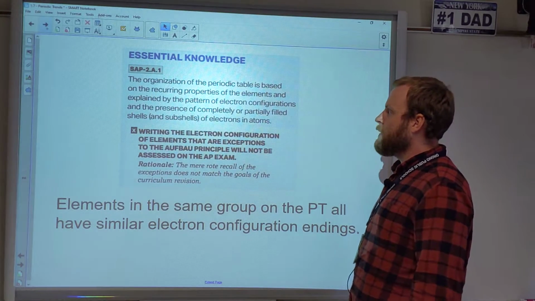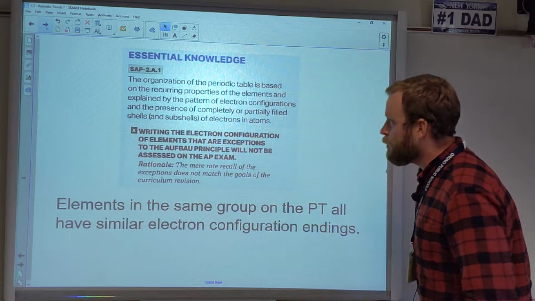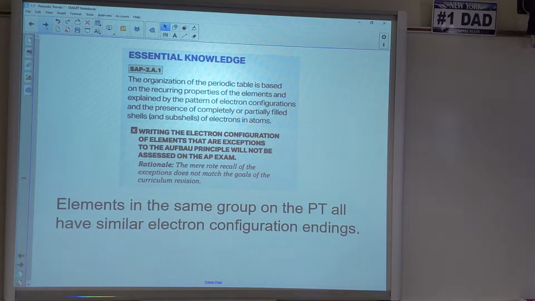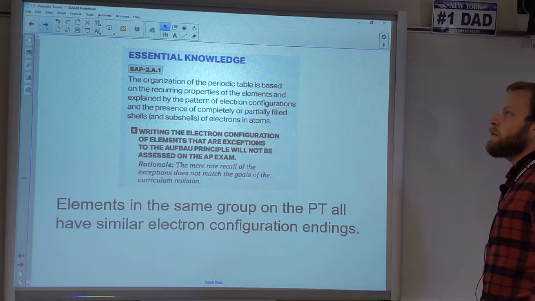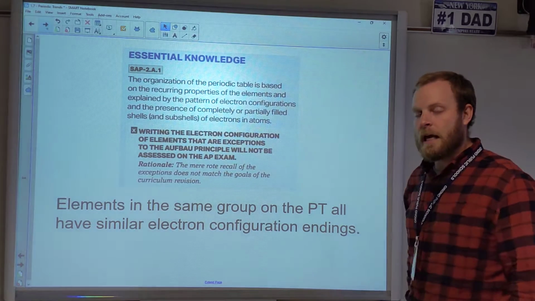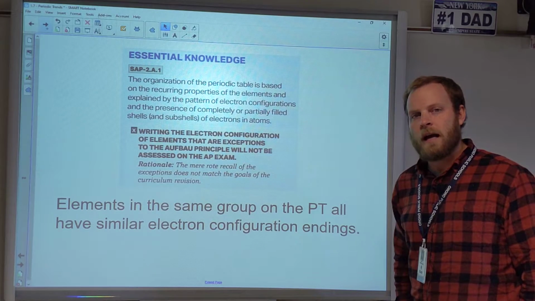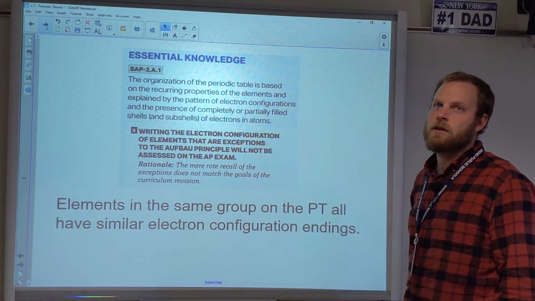Okay, here's the other one. The organization of the periodic table is based on the recurring properties of the elements and explained by the pattern of electron configurations and the presence of completely or partially filled shells and subshells of electrons in atoms. Writing the electron configuration exceptions will not be assessed on the AP exam. So there's some rules about electrons and about whether they have the lowest energy or not. So ground state atoms should always be in their lowest energy configuration.